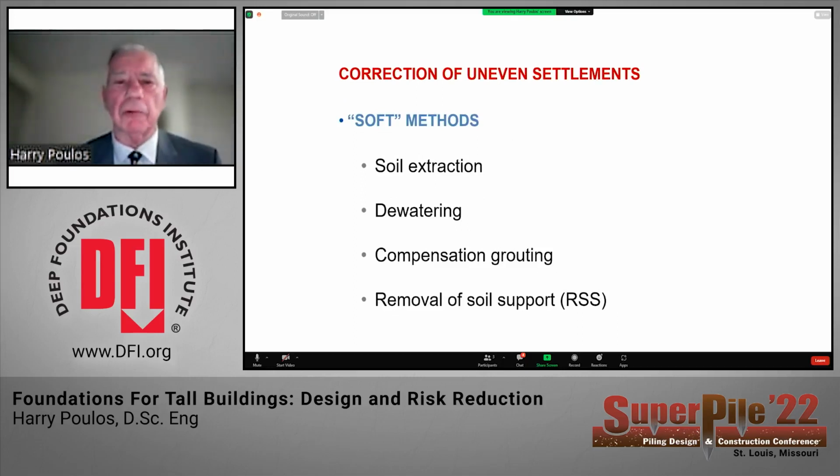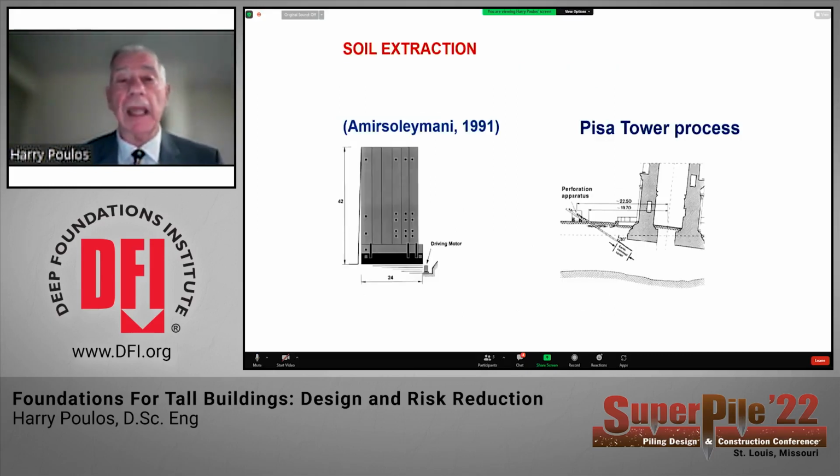The second class of methods of correction I called soft methods, and these involve or can involve soil extraction or dewatering or compensation grouting, or another process that is termed the removal of soil support, RSS. Now, soil extraction has actually been used for quite a number of years. I've got a couple of examples here of it. There was a grain terminal in Iran some years ago which tilted non-uniformly. And what was done here was that a trench was dug, and then there was a horizontal saw put into the ground below this side, and a series of those sort of slices of soil were removed so that assisted in the high side settling more.